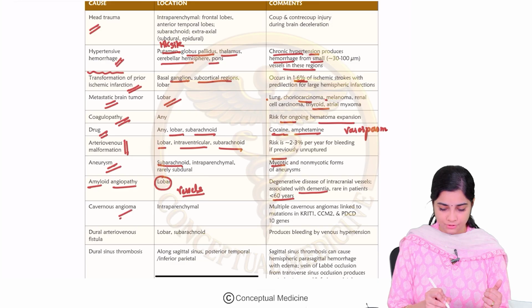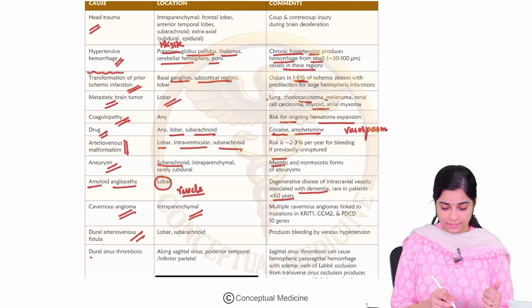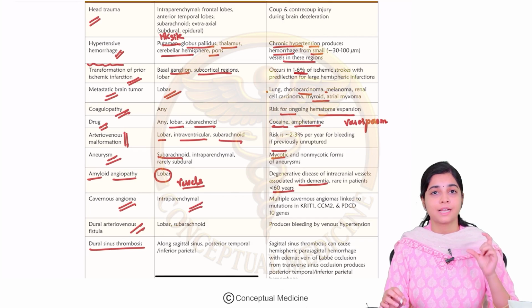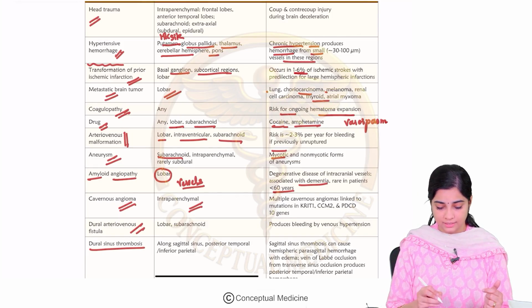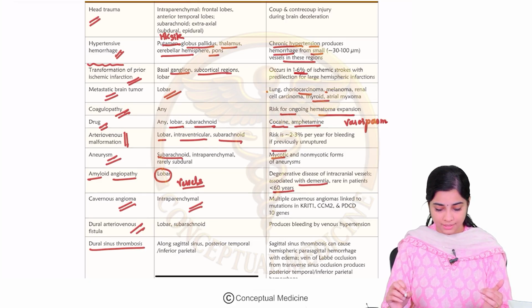Then there can be angiomas which result in intraparenchymal hemorrhage, dural AV fistulas which can produce bleeding as well, and dural venous thrombosis. That means we have venous sinuses present within the brain, which we would have heard about in neuroanatomy. Whenever there is an obstruction by a clot to your dural venous sinus, you can in turn have a hemorrhage as well. So how does it result in a hemorrhagic stroke?